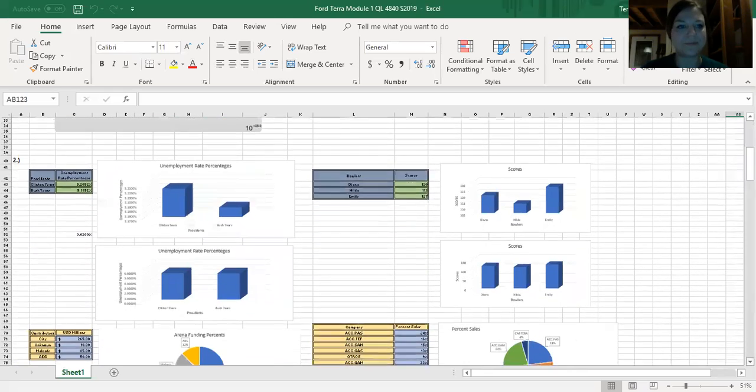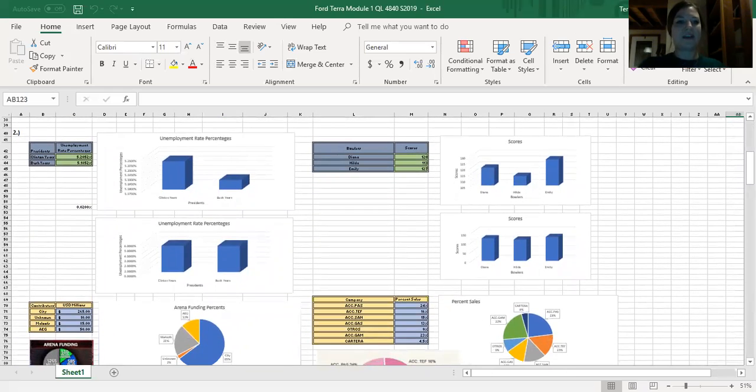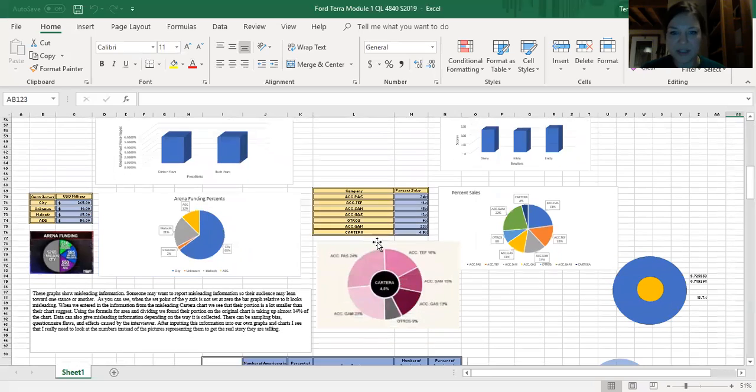Okay, number 2. These graphs show misleading information. Someone may want to report misleading information so their audience may lean towards one stance or another. As you can see, when the set point of the y-axis is not set at 0, the bar graph looks misleading. When we entered the information from the misleading Terra chart down here, we see that their portion is a lot smaller right here than their chart suggests.